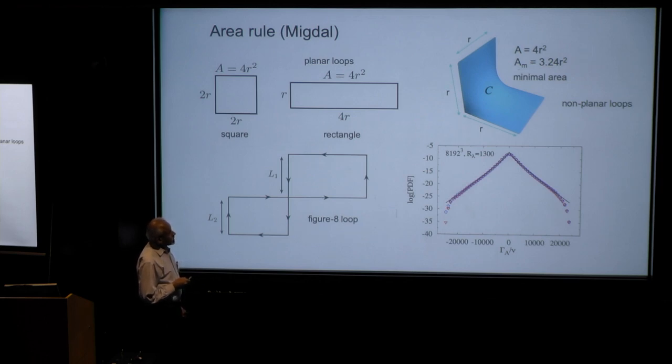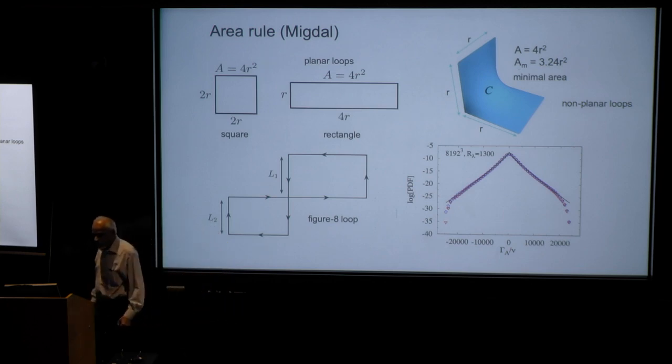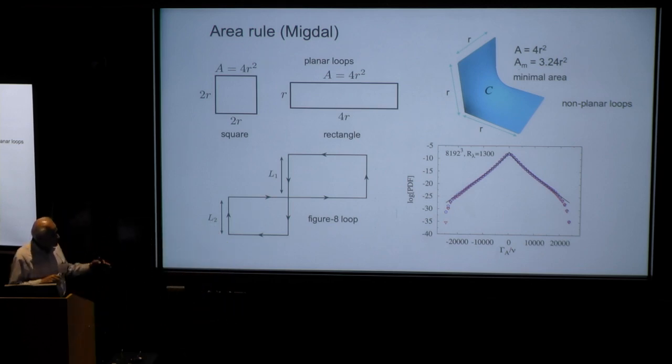Then what is really important in this is not the actual area of the loop, but the minimal area. The minimal area, you can compute it for this, and it's about 3.24 r squared rather than 4 r squared. And preliminary calculations suggest that if you take this area, then the PDF again collapses on this. I think it's a very remarkable result. And it's not exactly clear where it falls from, but anyhow, that's what it is.